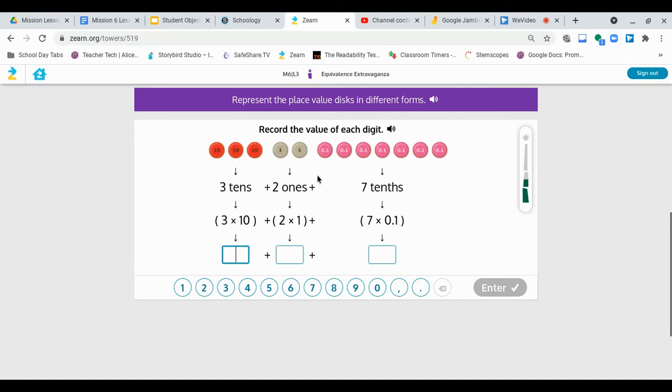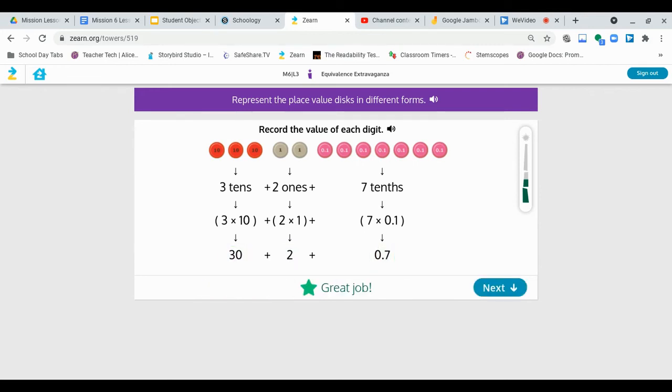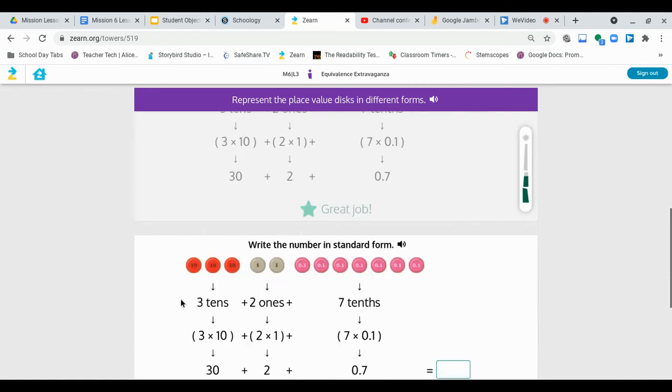And now I want to record the value of each digit. So if I had 3 tens, which is the same as 3 times 10, how many is that? Well, that is 30. Right? And then, if I had 2 ones, which is saying 2 times 1, what is that? That is 2. And then if I had 7 tenths, which is the same as 7 times 1 tenth, how many tenths is that? Well, that is 7 tenths.